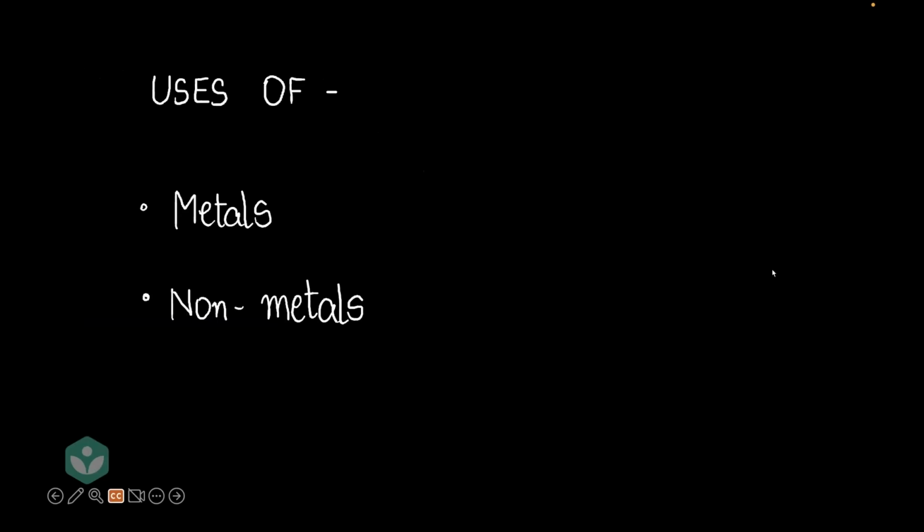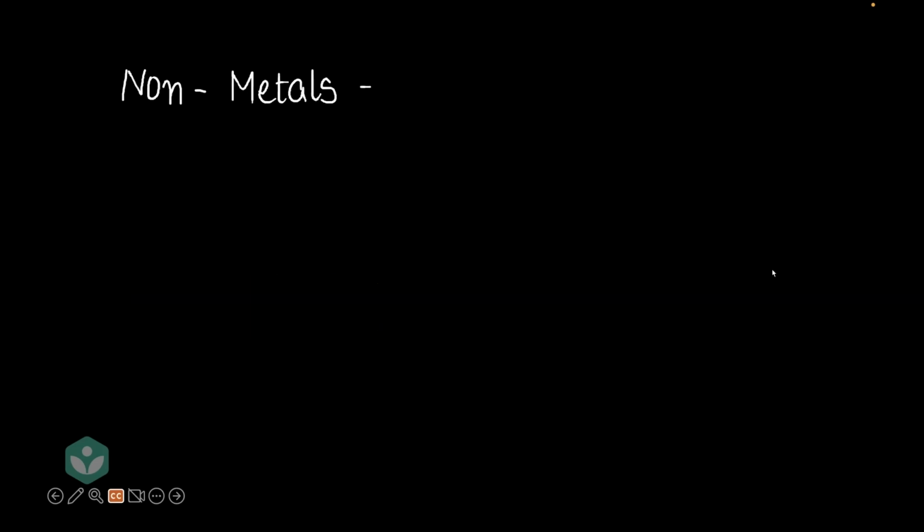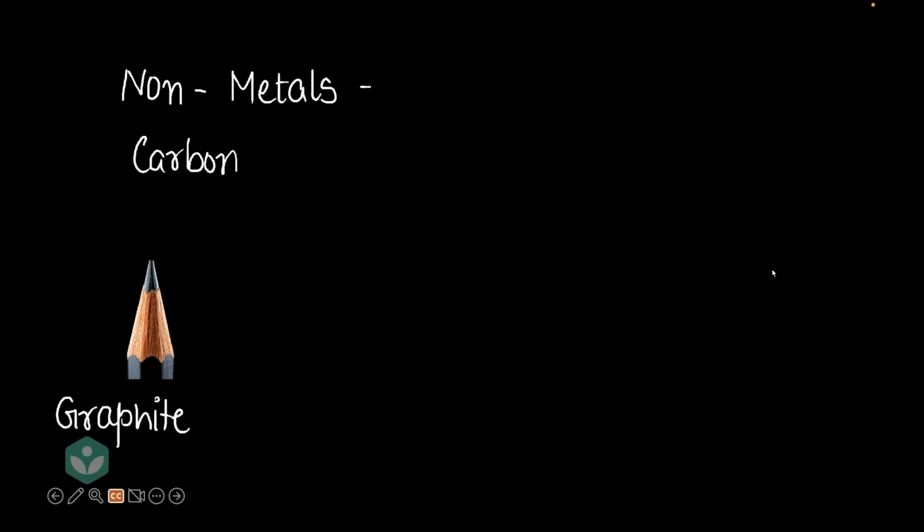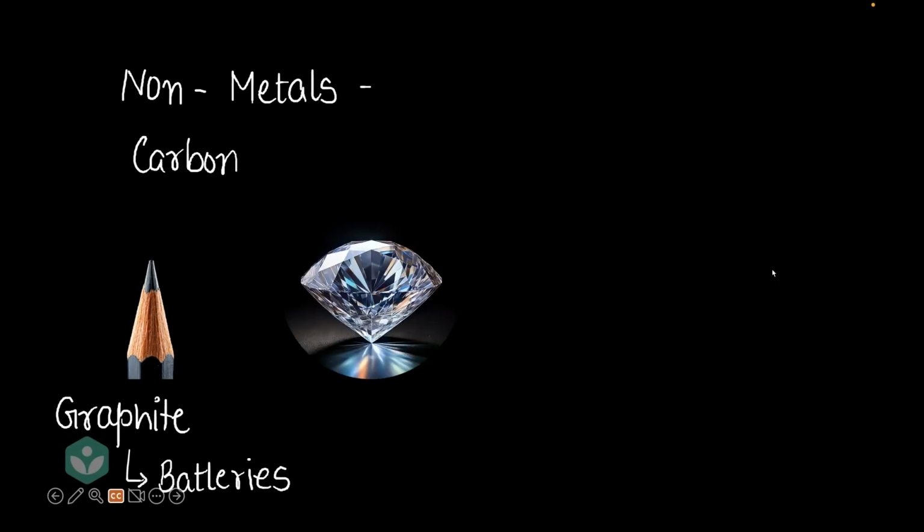Next, let's discuss the uses of some non-metals. Non-metals are of different types, and we'll go discussing a few of them. Let's begin with carbon. Carbon is found in different forms, and one of the forms it's found in is graphite. Graphite is useful in pencils, graphite is useful in batteries. Diamond is another form in which carbon is found. Diamond is used for ornaments.